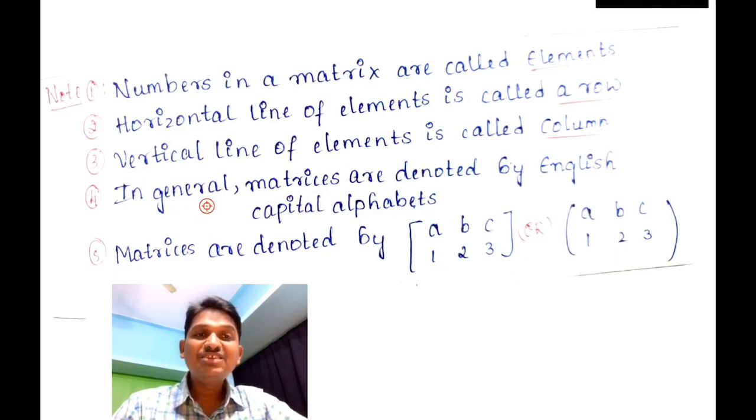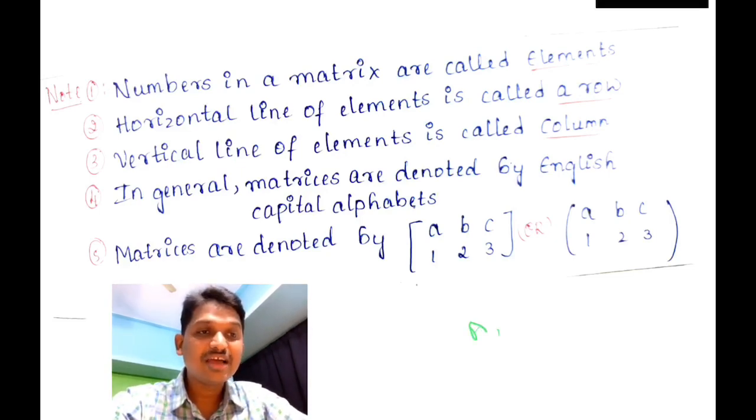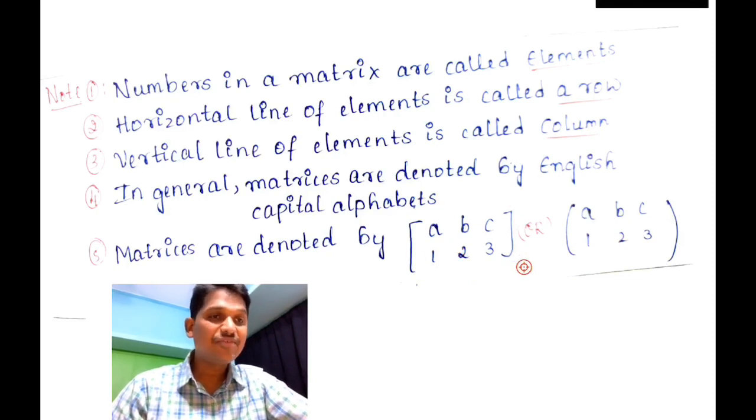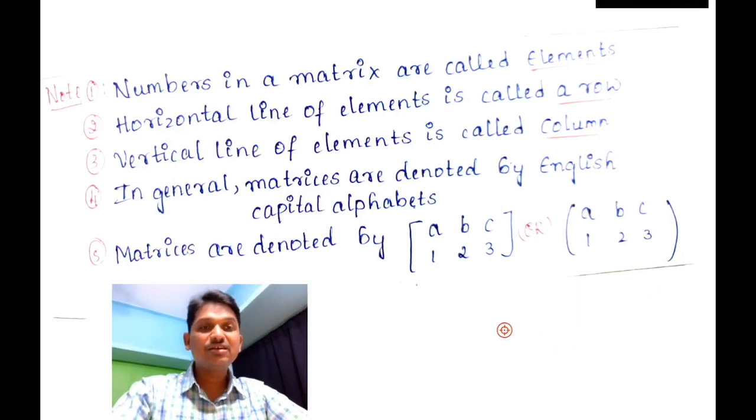And one more thing, in general, matrices are denoted by English capital alphabets. English capital alphabets means if I say A is a matrix, then we write that matrix like this, capital A, capital B, like that we will write. Okay. So, fourth point is over. And matrices are denoted like this. You observe, so these two actually brackets difference is there. Like a closed bracket, it is like a open bracket. Whatever the method you want, you can follow. It can be denoted like this or it can be denoted like this also.